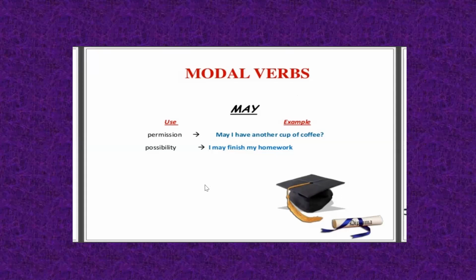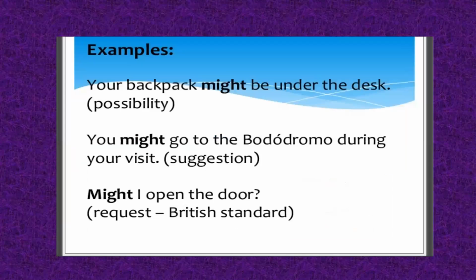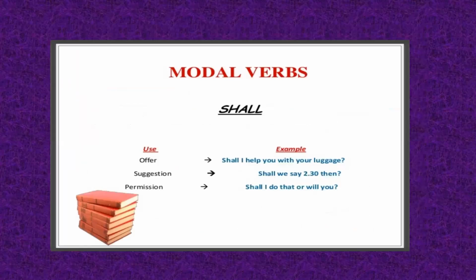Now, as we talked about, there's a possibility of something taking place, but with may, the possibility is not very strong. It's a slight possibility. 50-50 chances are there. I may finish my homework. So it is a possibility that I may finish, but I may not also. Right? So the possibility here is not very strong. Okay. For strong possibility, we use the modal that is will. We'll get to it later.